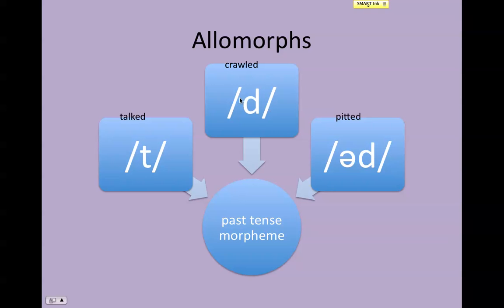Crawled takes on the d sound, crawled. And then pitted. Pitted takes on the ud sound. And also the t changes to a flap, but you could watch my morphology video if you want more information on the flap. So voila. These are all the allomorphs for the past tense morpheme in English.